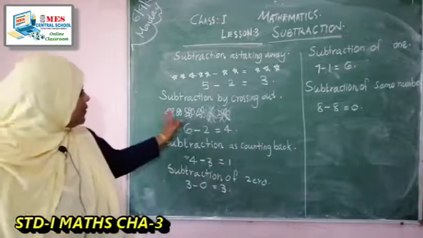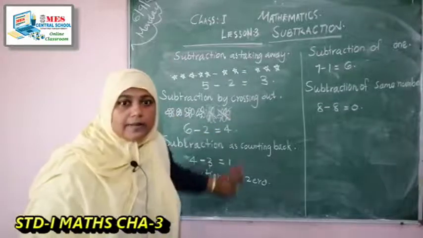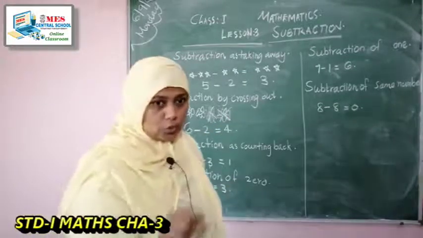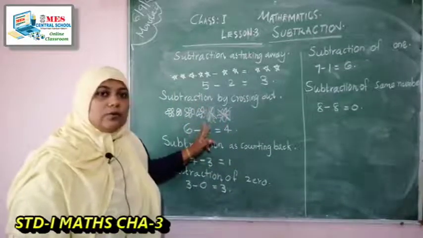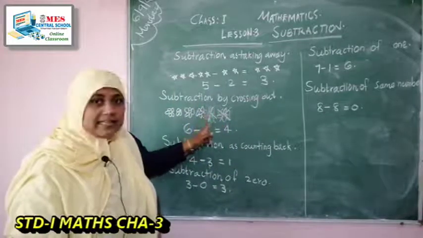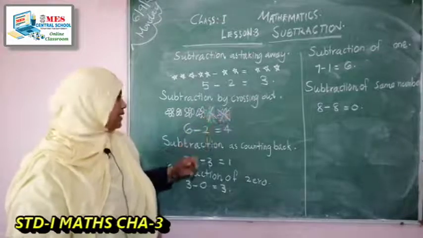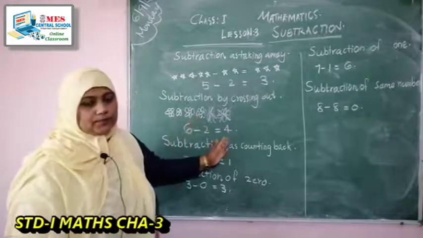Understand? So 6 flowers in total. How many are crossed out? 2. First one crossed, then the next one also, the last and second last. Okay, 2 flowers are crossed here, then 4 remain.